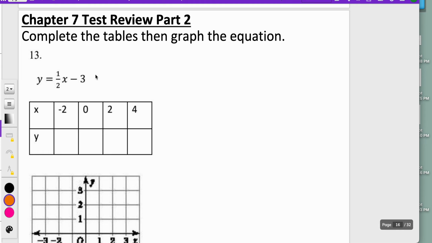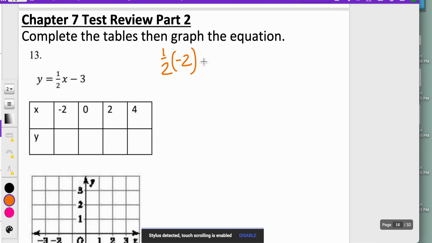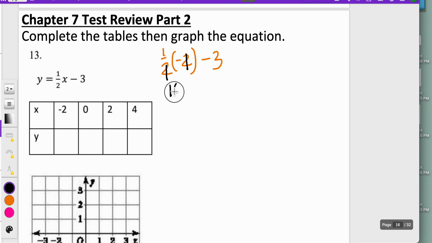First, what we're going to do is complete the tables, and I've already made your x values. So we're just going to start with the fraction I'm given, 1/2, and then times that first x value, which is -2, minus 3. The nice thing is that when we use these 2's, they cancel out to give me 1, so I'm doing 1 times -1 minus 3, so that's -1 minus 3, which is -4.